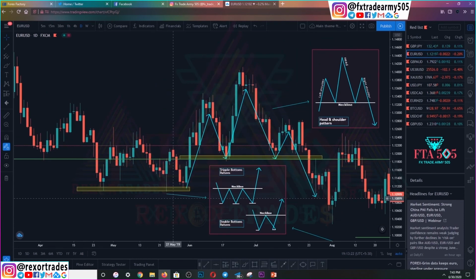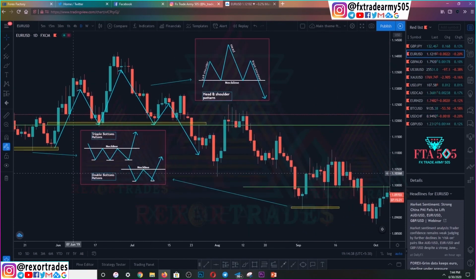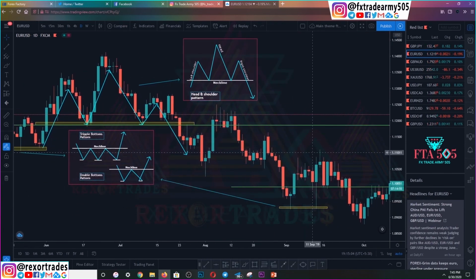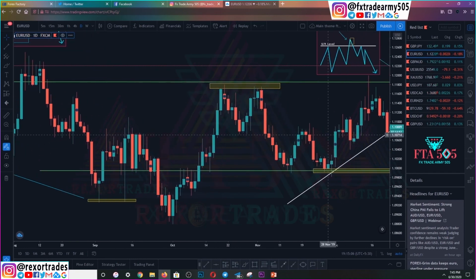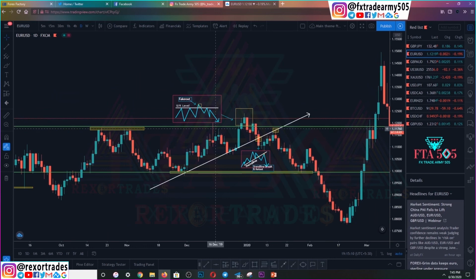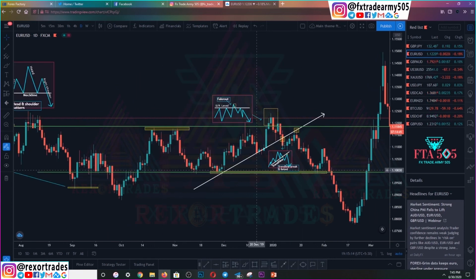There are also other patterns, the triple bottom pattern and the double bottom pattern. What happens around these patterns is that price tends to retest the same support line one after another consecutively. After that, it gains momentum and moves in the opposite direction like this. We can see another double bottom pattern right here, and another head and shoulders pattern right here, which happens to be on our key levels also.